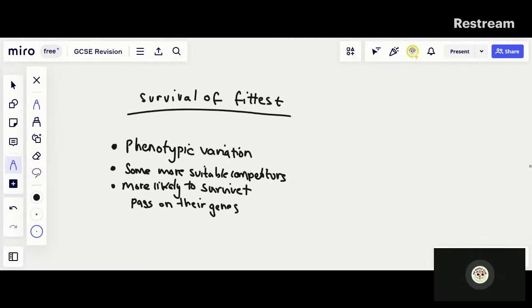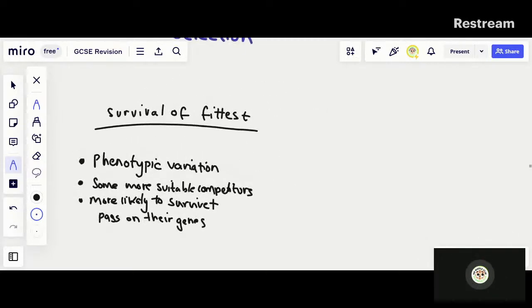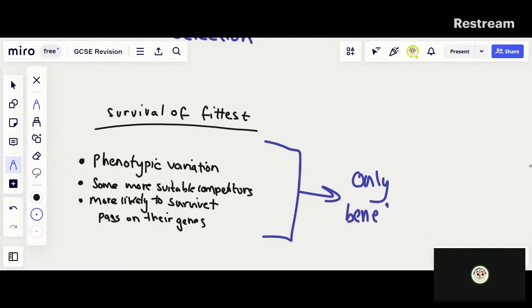So, survival of the fittest means that over time, only the animals and species with the beneficial characteristics will become common and the population will change. So, only the beneficial characteristics would remain.